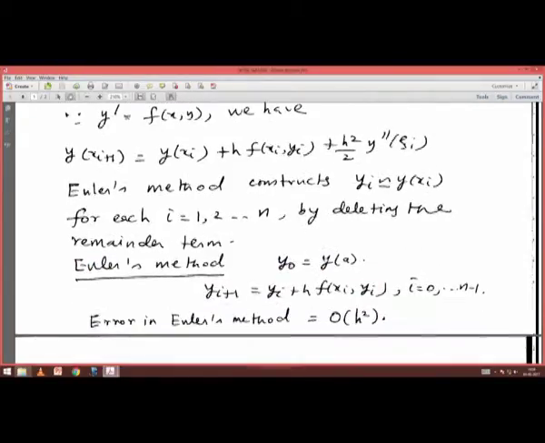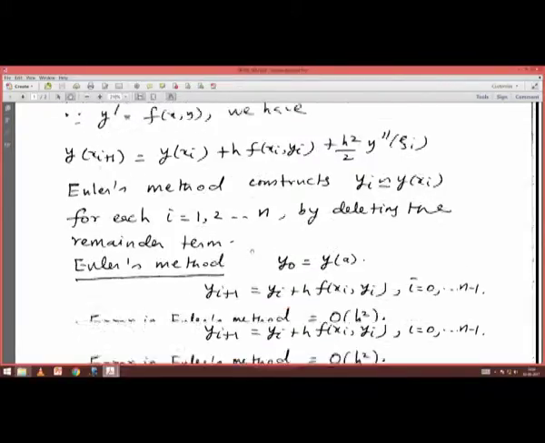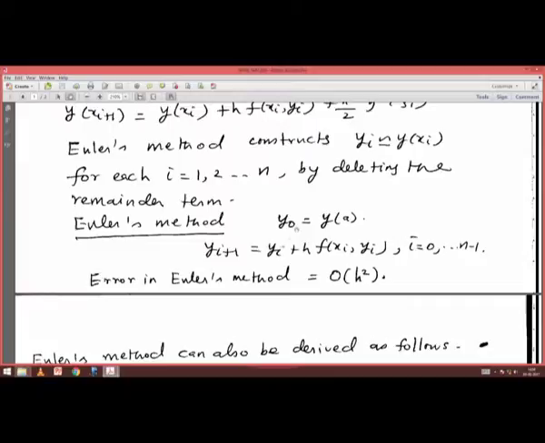What does Euler's method do? Euler's method constructs an approximation for y of xi, call it yi, at the point xi for each i which takes values 1 to n, by deleting the remainder term. What is the remainder term? This is the remainder term. So, I delete this term and write down the resulting method. So, what is Euler's method? The initial condition is given by y0 equal to y of a, and after deleting the error term, the method gives you yi+1 equal to yi plus h into f of xi comma yi for i equal to 0 to n minus 1.